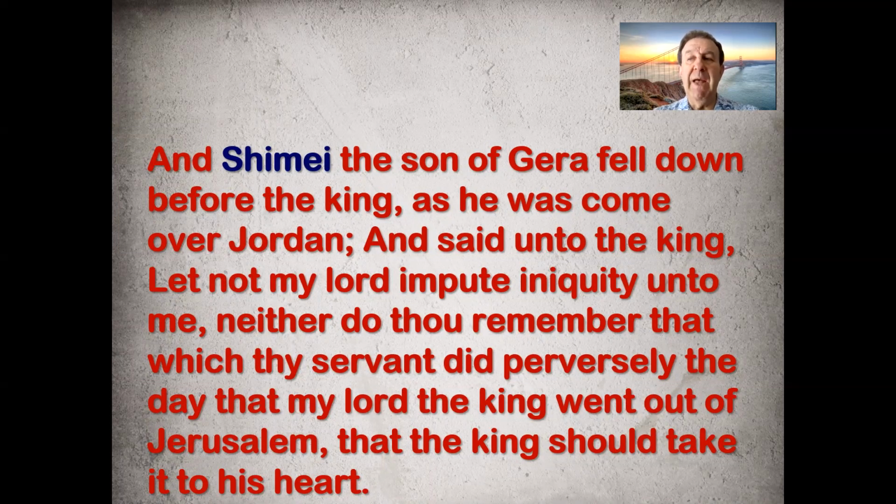And so Shimei literally fell on his face and gave us a very great example of repentance. He stated his wrongs. He asked for forgiveness. He didn't qualify what he had done wrong. He knew that. David knew that. And he mentions it here and asks for the king to forgive him.